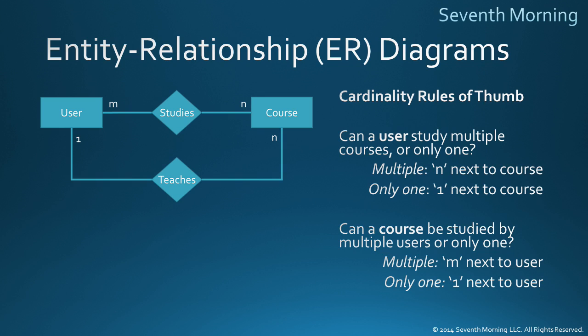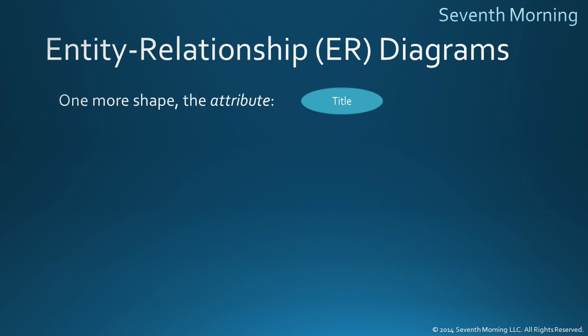There is one more attribute that we commonly place in ER diagrams, and those are, well, they're called attributes. You can think of them as adjectives. They're attributes of an entity or of a relationship. And we represent them with ovals like this. And we put the name of the attribute inside the oval shape, and then we connect them to whatever entity or relationship they are an attribute of.